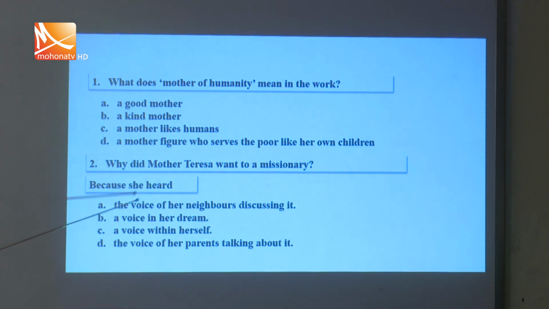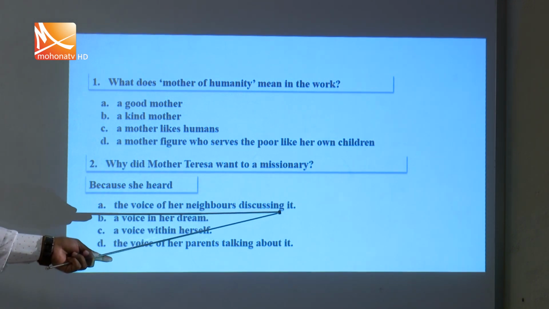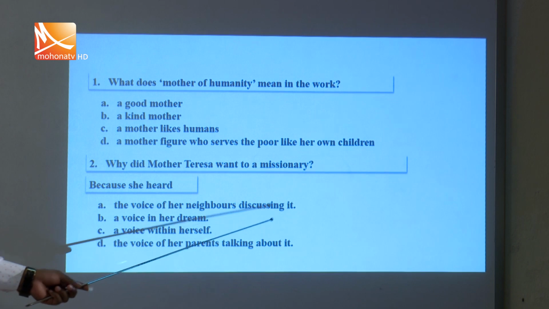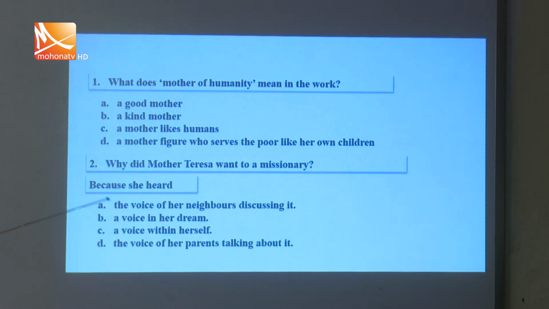Because she heard the voice of her neighbors discussing, a voice in her dream, a voice within herself, or the voice of her parents talking about it. I think you have got the idea. The first answer will be a mother figure who serves the poor like her own children. You can see the answer on the screen. And the second answer is a voice within herself, because she heard the call of God within herself. Next, another one.